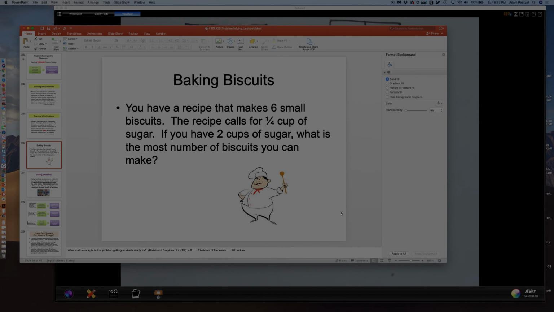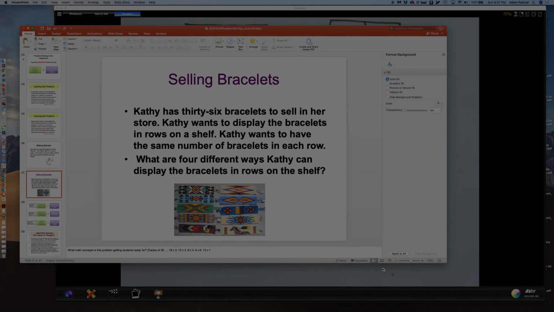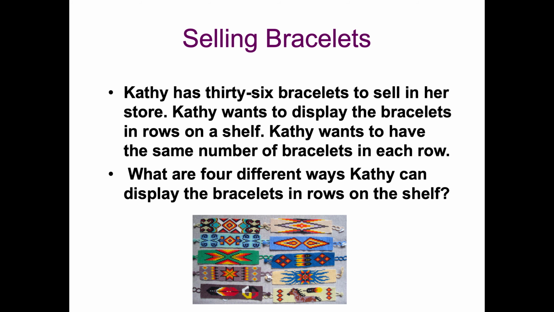Another example could be one where maybe we're thinking about factors in the classroom. And we give kids this question. But again, we don't need to start by talking about factors and definitions. The point here is we start with a problem. We could say Kathy has 36 bracelets to sell in her store. She wants to display the bracelets in rows on a shelf. Kathy wants to have the same number of bracelets in each row. And ask the kids, okay, what are at least 4 different ways Kathy can display the bracelets in rows on the shelf? And we can even give them manipulatives, like cubes or things that could be bracelets. And to think about this, they have to be nice.